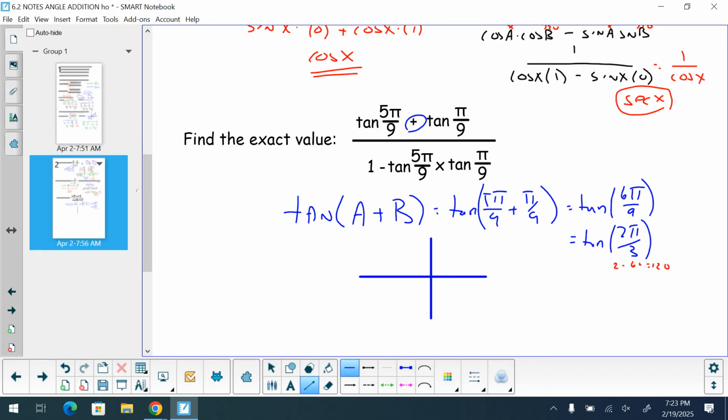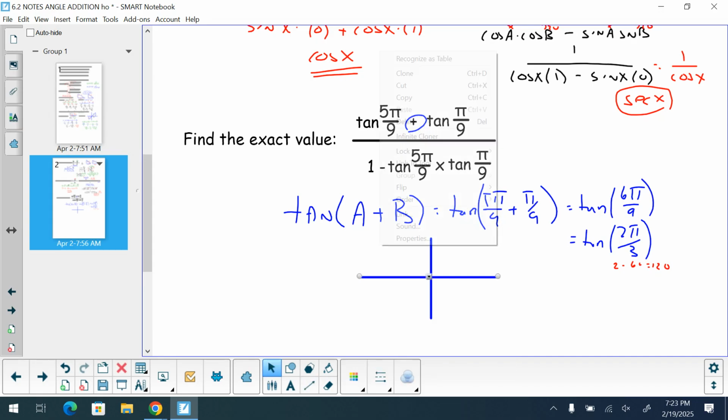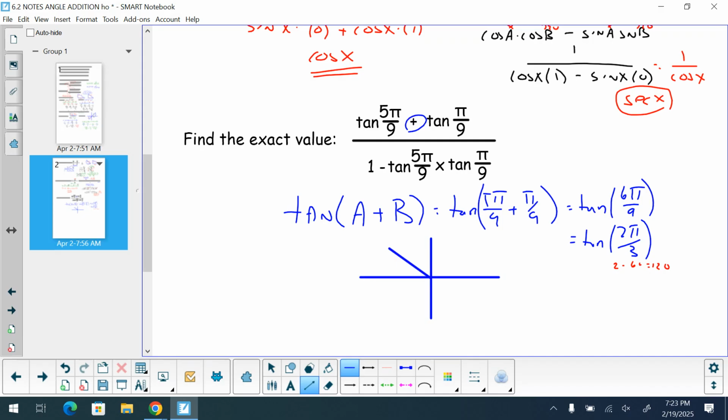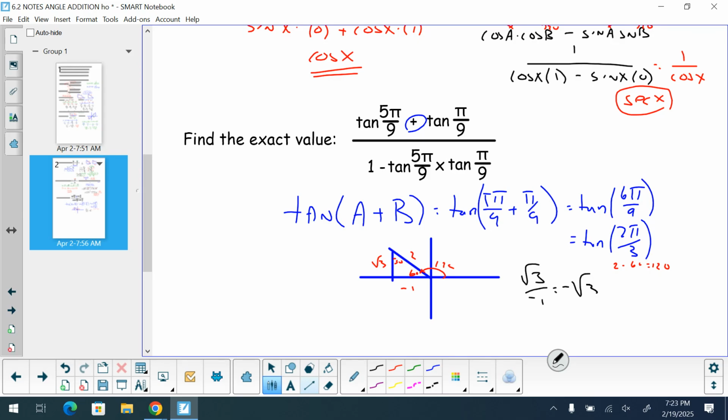So going to my triangle, 120 degrees. 60, we have a 30-60 triangle, 1, 2, square root of 3, a negative with the 1, and my tangent will be opposite over adjacent, square root of 3 over negative 1, or negative square root of 3.